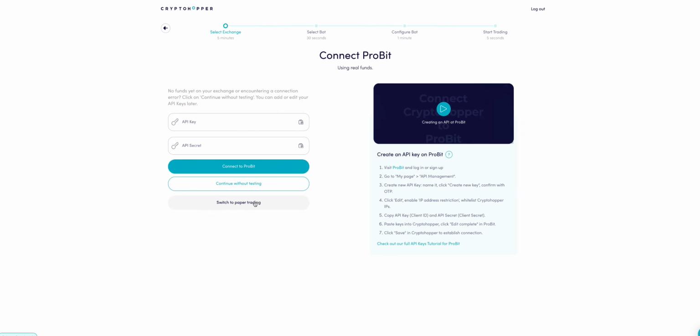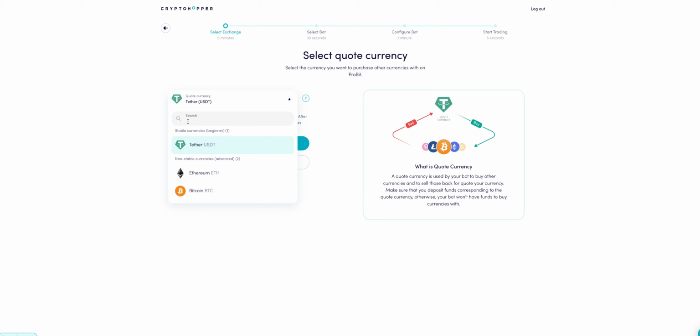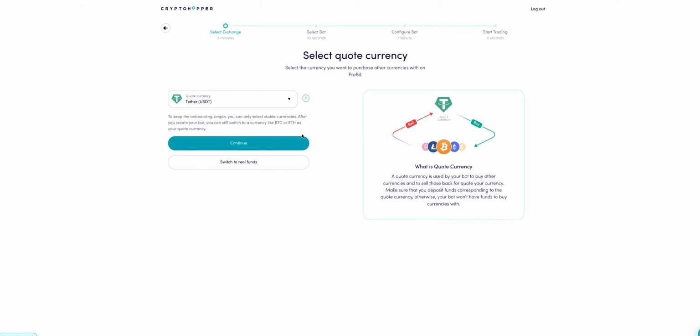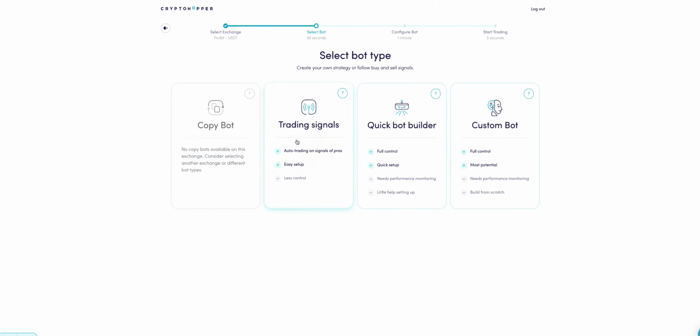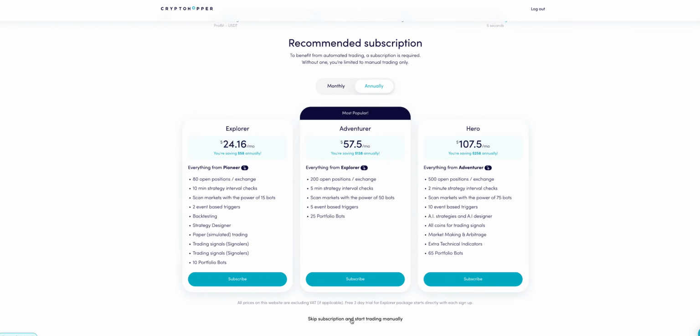I'm going to switch to paper trading, and this is what I would recommend that you do. I'm not going to walk you through how to set up APIs. So let's go to paper trading, and let's look at our quote currency, okay? I have been using USDC for my quote currency, but for this, I'll use Tether USDT because, for beginners, I'm just going to use that to continue, okay? Now, when I'm setting up this bot, you can copy a bot, you can use trade signals, a quick bot builder, but we're going to go custom bot because I'm going to show you exactly how to do it, okay? I'm going to skip subscription, start trading manually for the moment, just so I can show you how to set this up. But like I said, you will need at least the Explorer account in order to set this up.